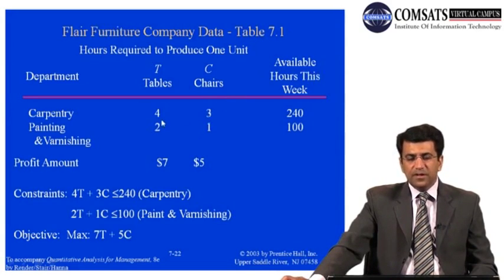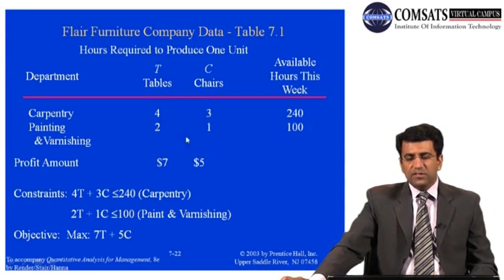Again, a similar example. There are 2 departments. Now this is a very practical example. Again, there are 2 departments in some furniture company, that is the carpentry department and the painting and varnishing department. And actually this company is interested to produce different tables and chairs for their customers.